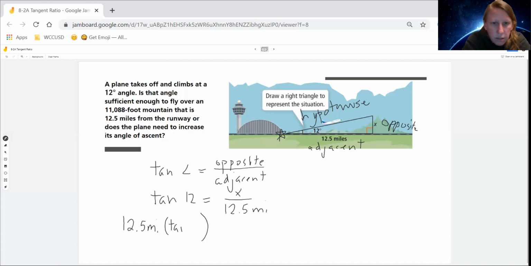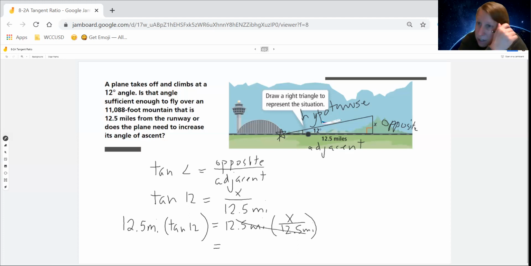And then what that does is that makes the fraction go away and makes me have an x. Okay, that goes to 1. 12.5 miles divided by 12.5 miles is 1. So this is equal to x. Okay, and then I'm going to get a table of values, or in my calculator, I'm going to type in the tangent of 12. What is the tangent of 12?